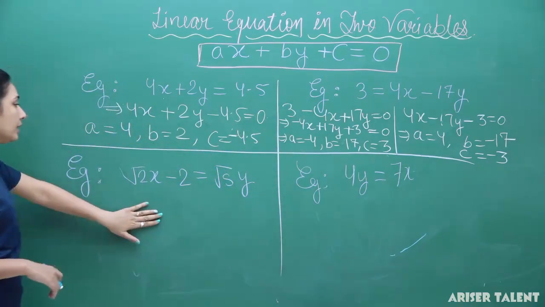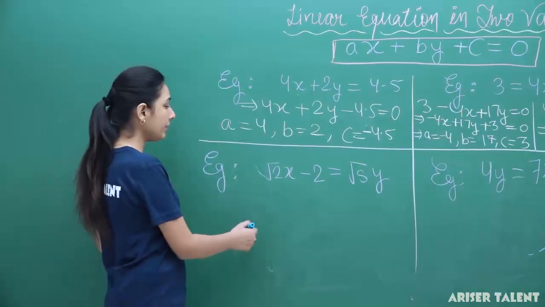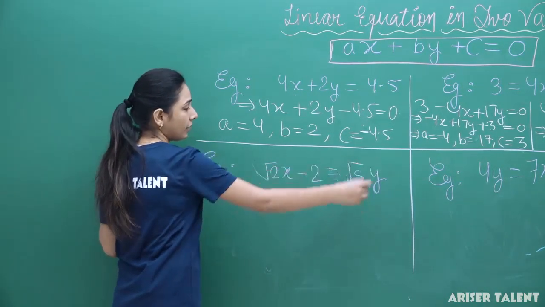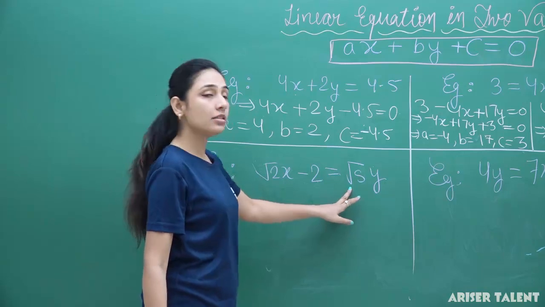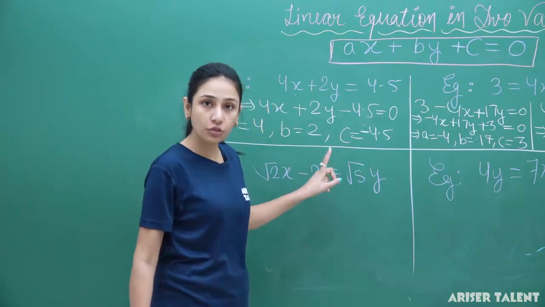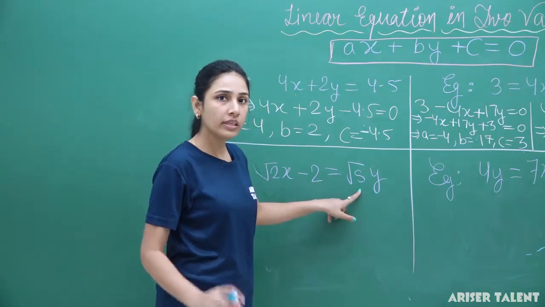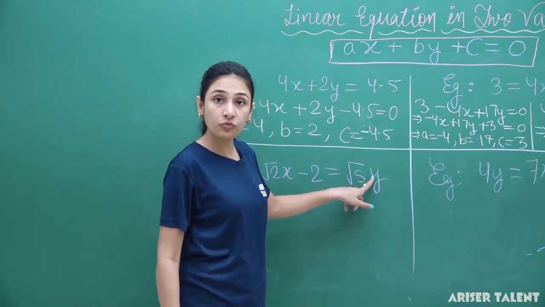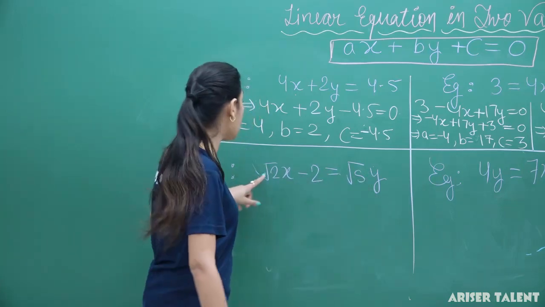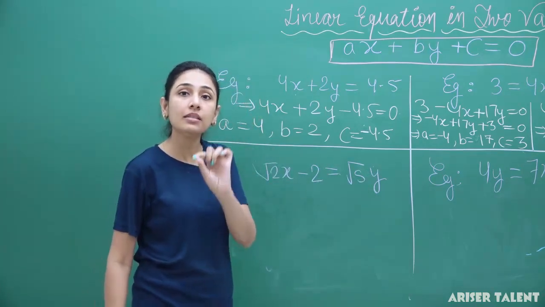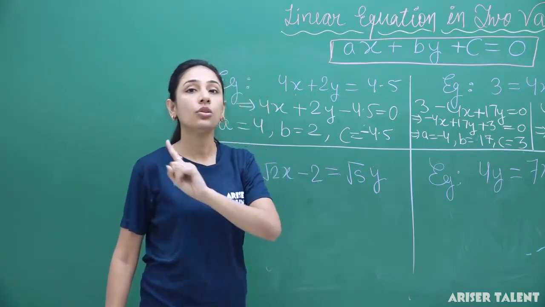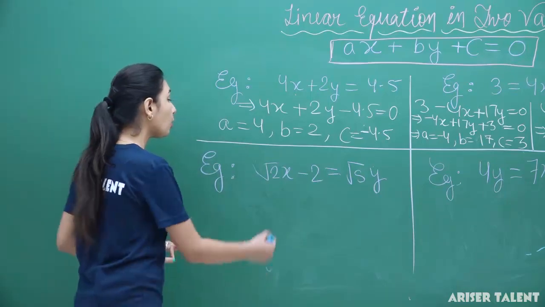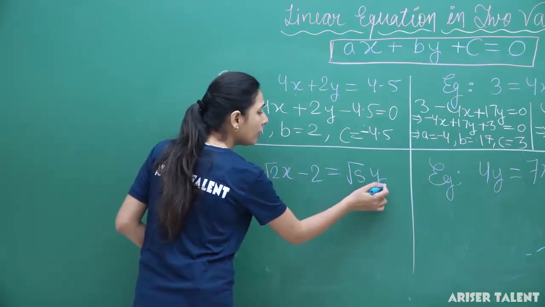Now come here. I have here root 2x plus minus 2 equals to root 5y. Now root 2 means power half. Now, half power is of what? Of a constant. So it does not make any changes. We cannot have this half power on y, because y and x have to be linear. That means they have to have power only 1, not 2, not 3, not half. Whole number obviously.